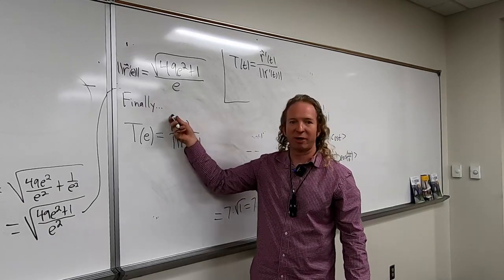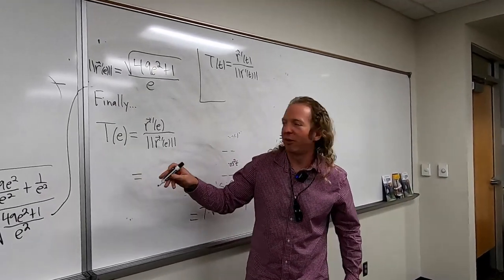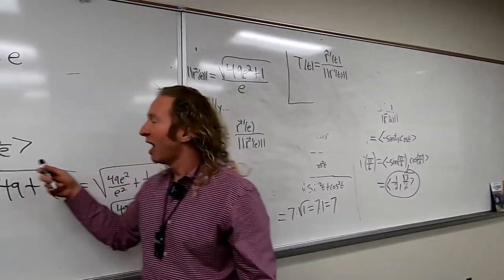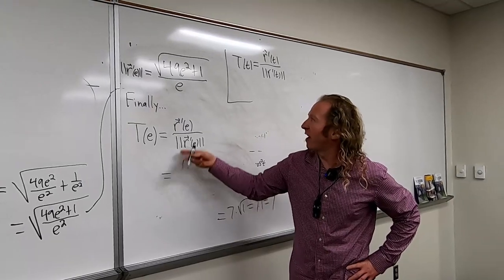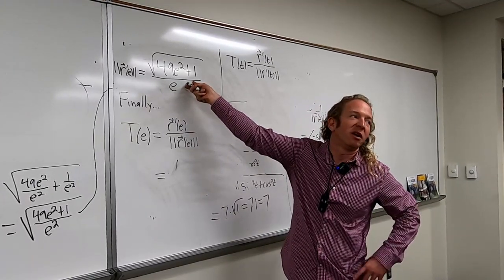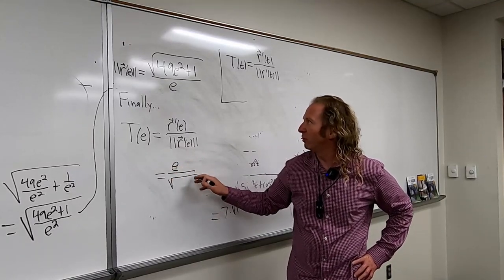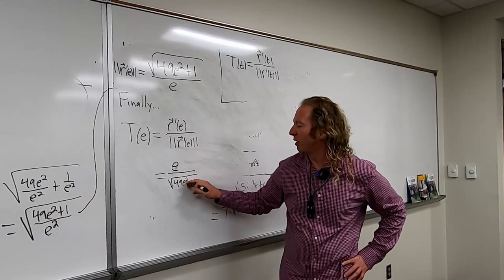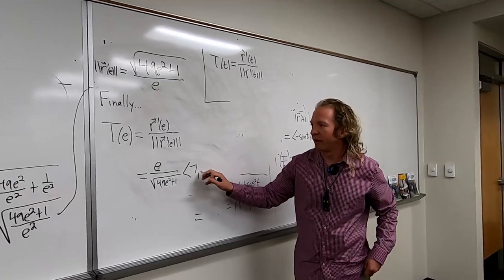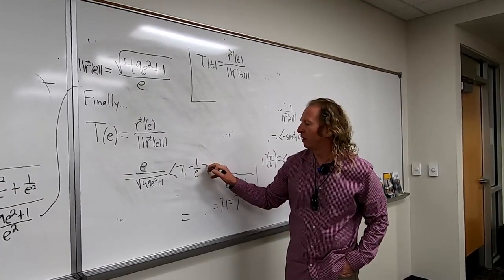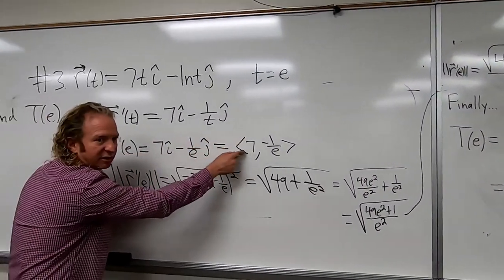You don't have to put the arrows, by the way, on stuff like this. I'll know, because you can be like, oh, it's bold. So then we're taking this, and we're dividing by this. So I'm going to put this on the outside like this. Oh, when you divide by this, you really multiply by the what? By the reciprocal. So I'm going to do this: e over square root of 49e squared plus 1 times the vector 7, negative 1 over e. Right? So this is this, and then this is the top piece. You see it?